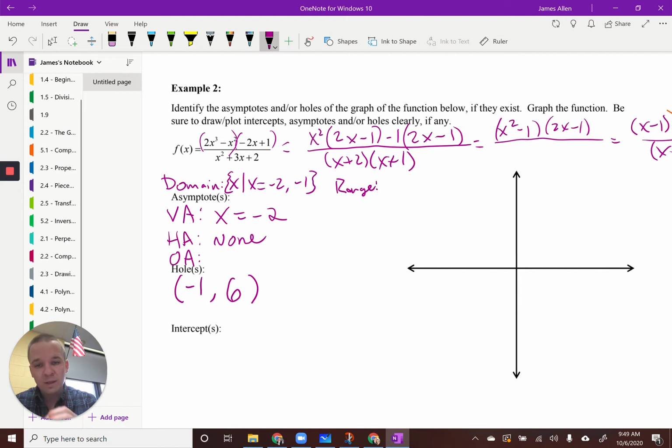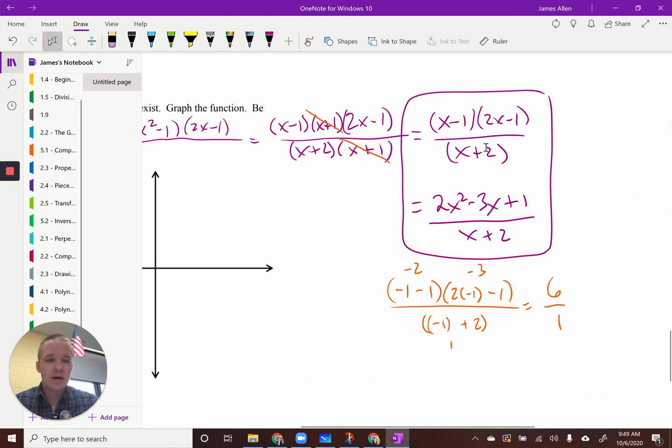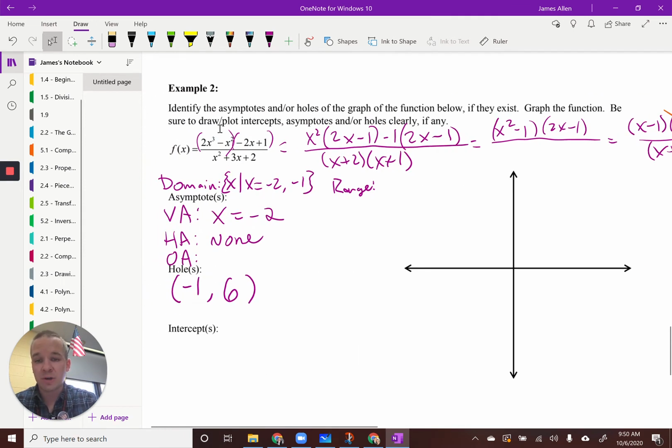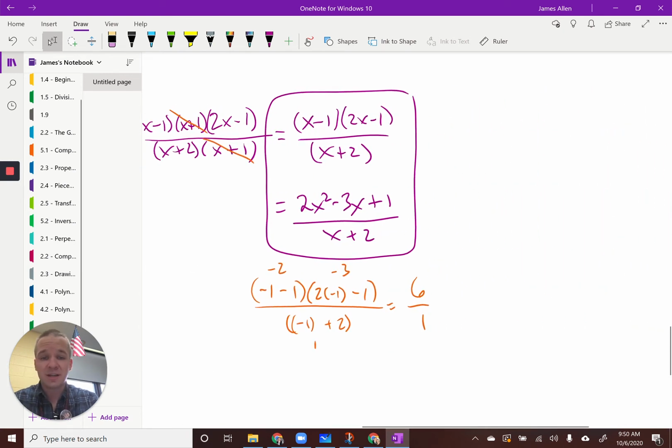Now, lucky for us, and here's why I did this. In this form, I now have a denominator that is a linear binomial. I can use synthetic division. I could do long division with my original, but why would I do that? When I factored, I canceled. Let's use that to our advantage. I'm going to do some synthetic division.